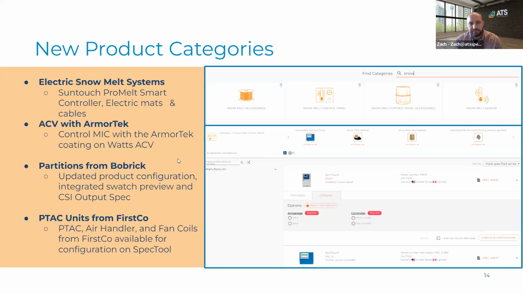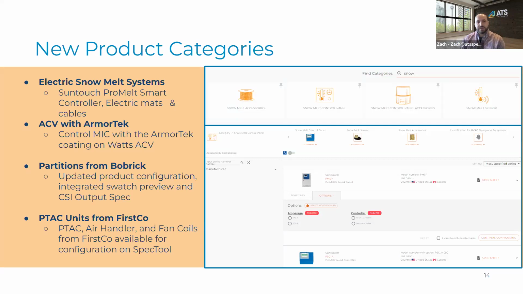We've added the ACV and particularly the new antimicrobial coating, the anti-mic coating Armor Tech, which is now available on the Watts ACV category as a configurable function. This is also rolling out across their backflow. We've updated the product configuration with swatches for partitions from Bobrick, as well as updated the CSI output spec. Really took a lot of time and work on that CSI output spec, and we're happy to say that we've got an improved version that's ready for launch.